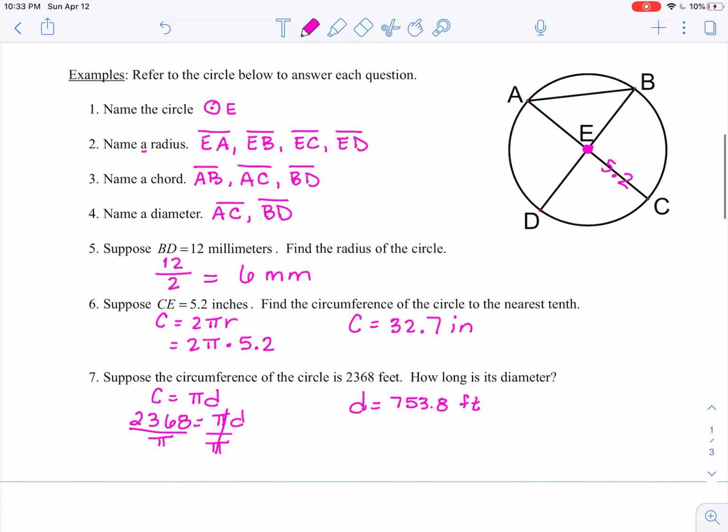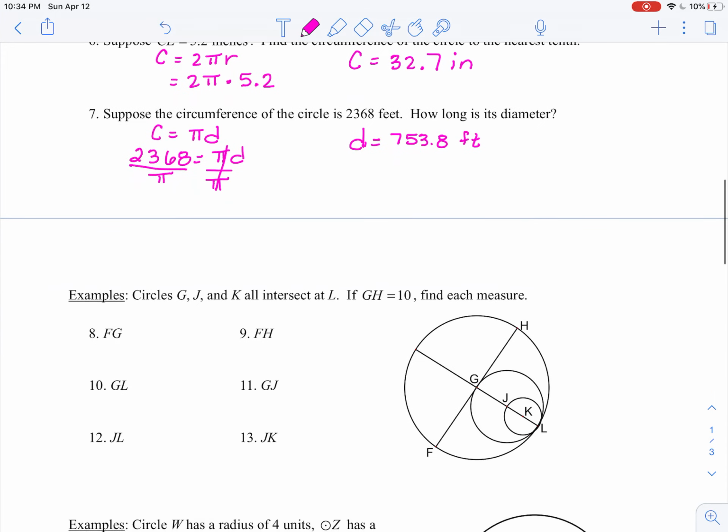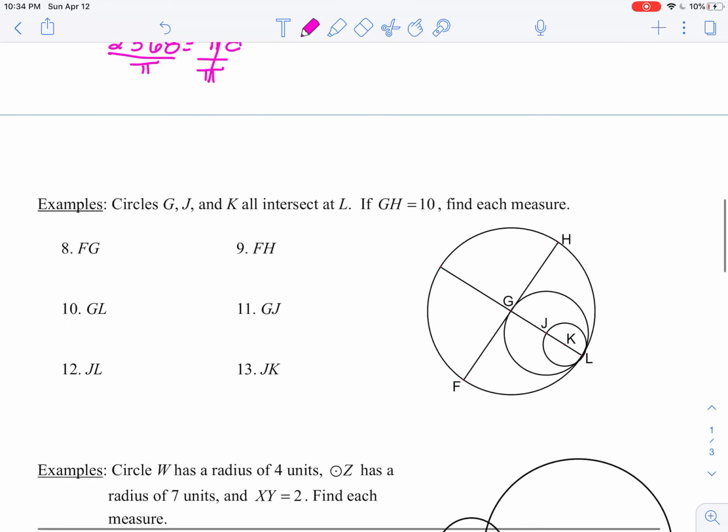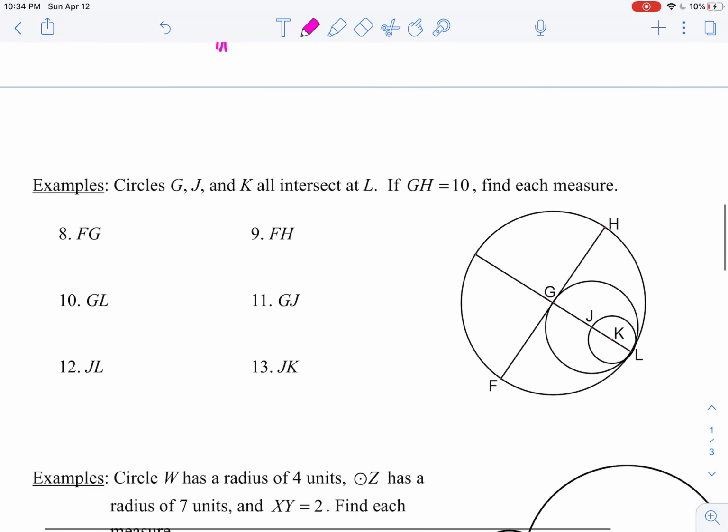When you flip over to the back of the notes, you'll see the next set of questions is also an application of the radius and diameter of a circle and their relationship. In questions number 8 through 13, we have several circles built inside of each other. It says circles G, J, and K all intersect at a common point L. So just by reading that, we know the center of each of these circles, G, J, and K. That will help us identify diameters and radii. Then it says the length of GH is 10 units, and we have to find a bunch of measures.